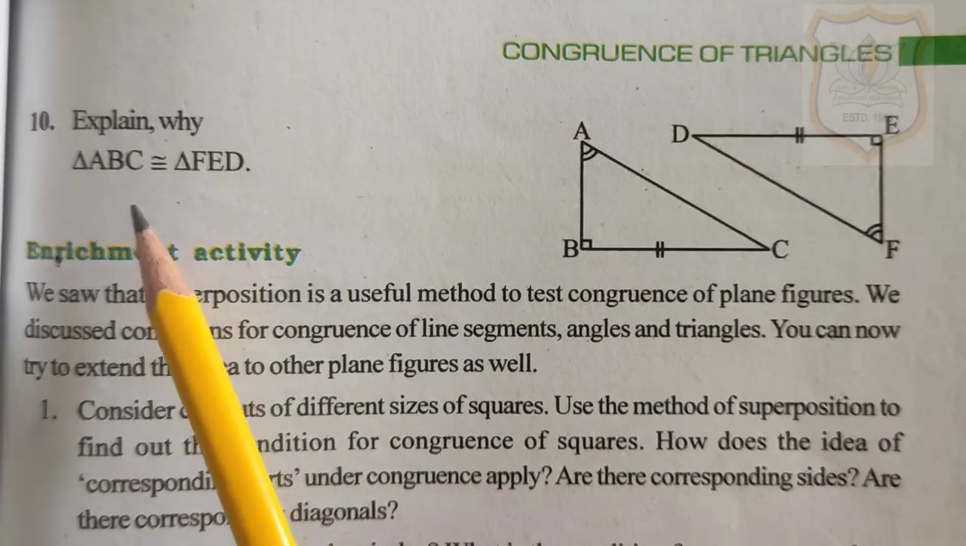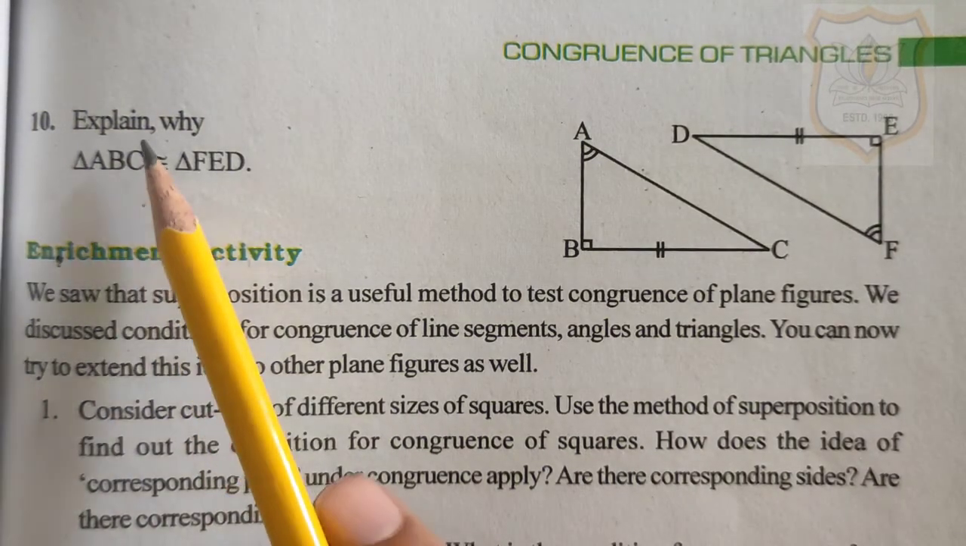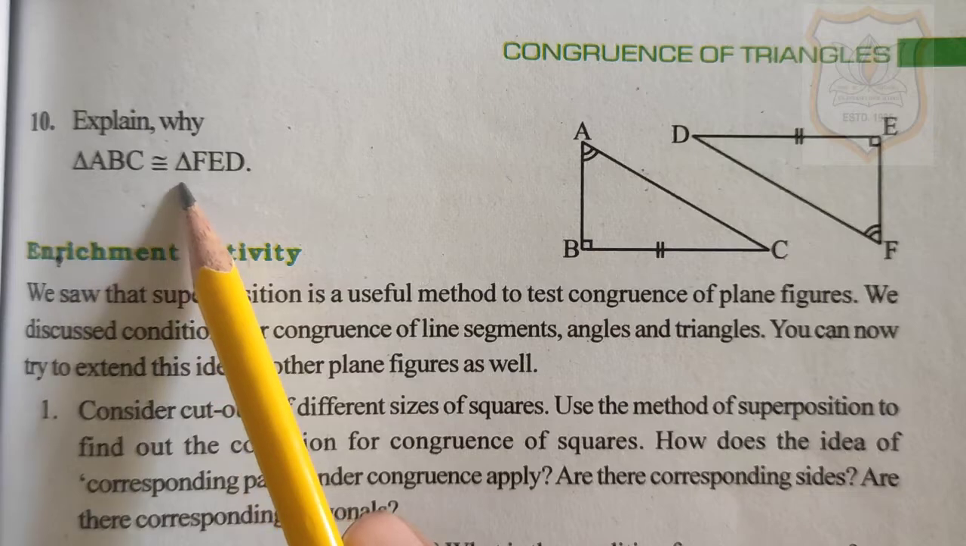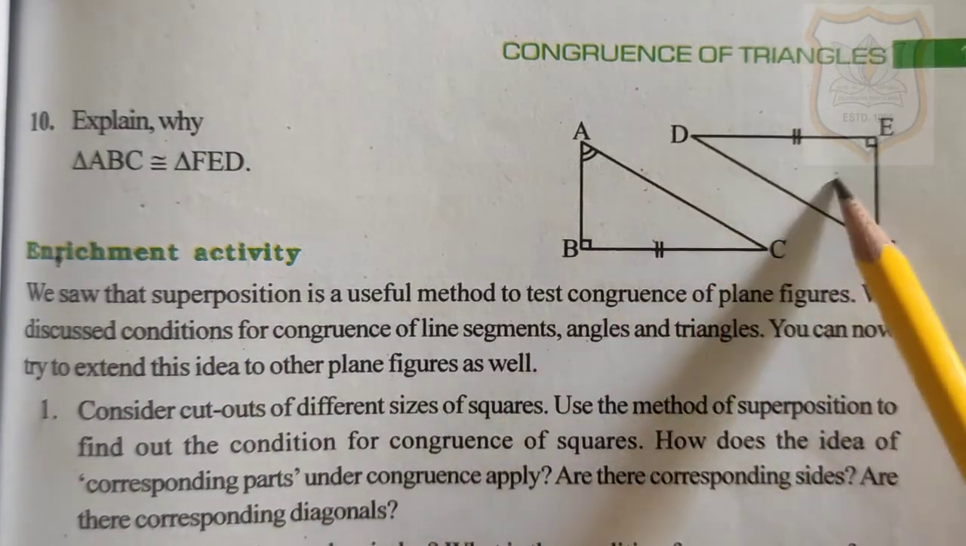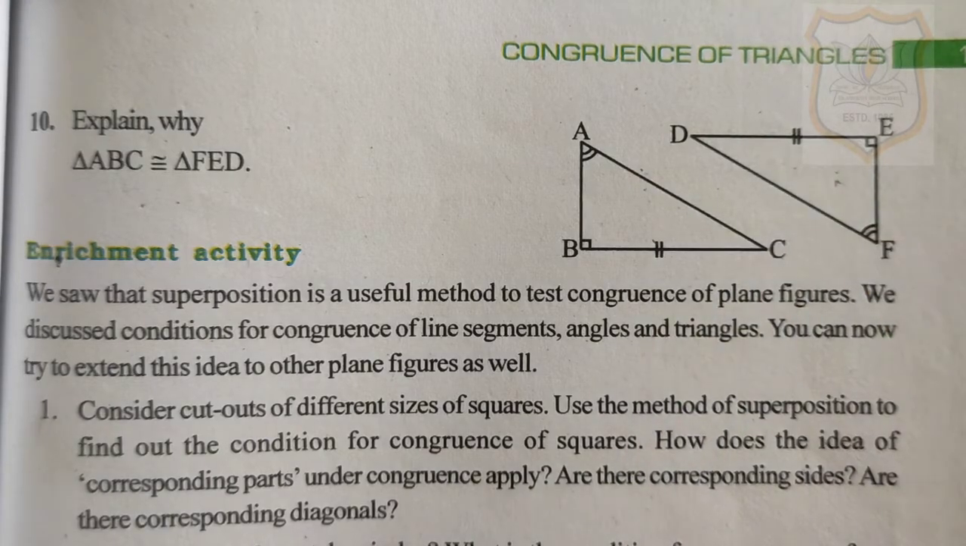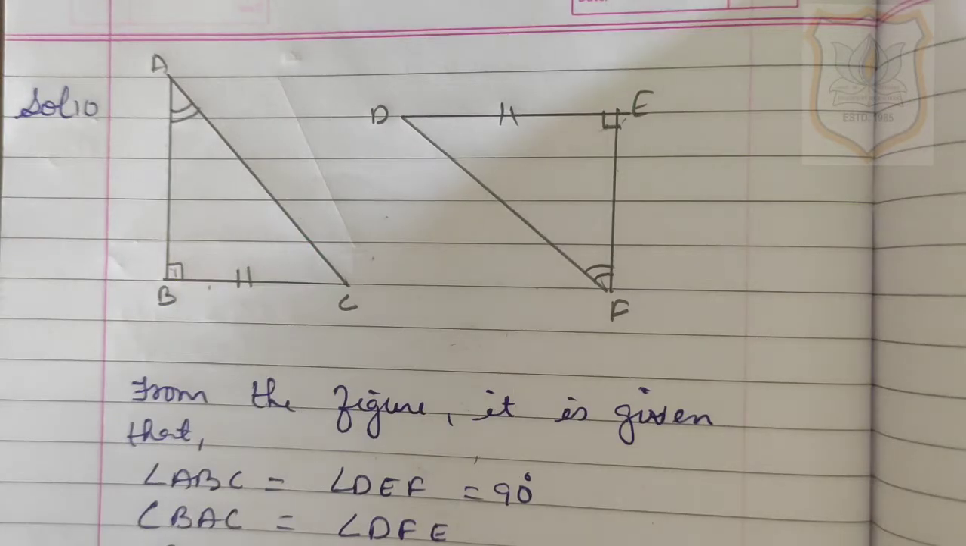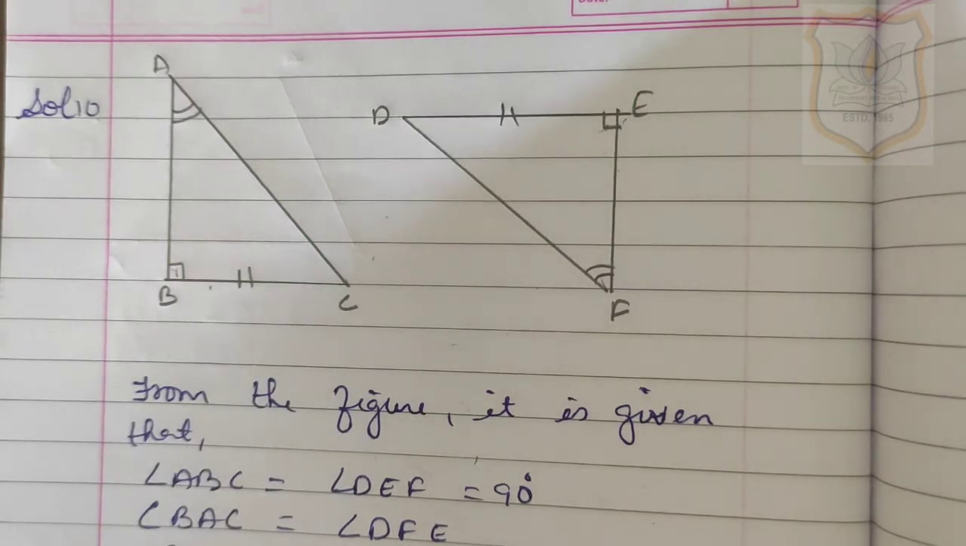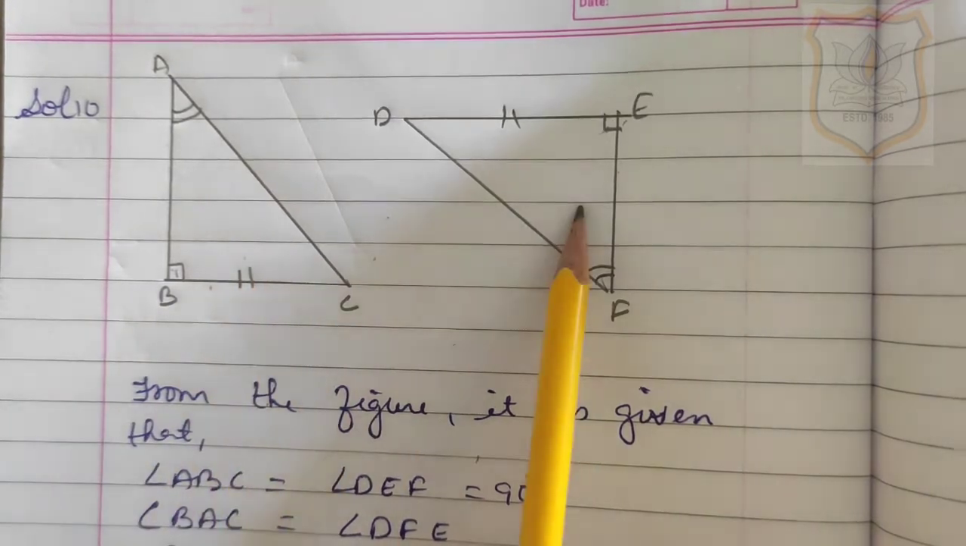Now question number 10 of exercise 7.2. Explain why triangle ABC is congruent to triangle FED. Students, here two triangles are given. We have to find out why these two triangles are congruent. Now the solution for question number 10 of exercise 7.2. Here students, two triangles are given.